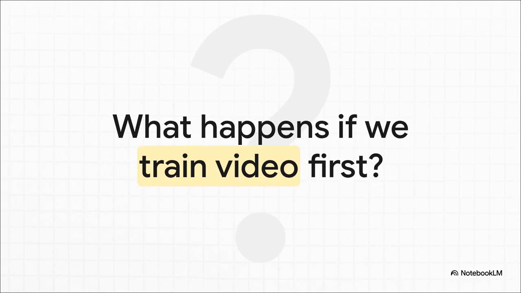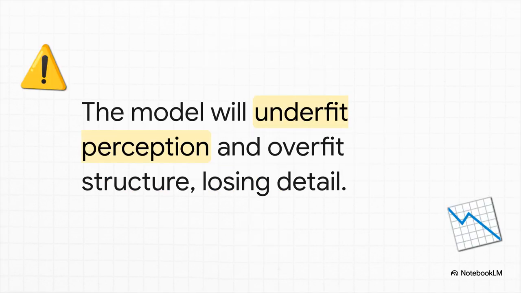To make this unified model actually work, the AI has to go to school following a strictly controlled curriculum. Otherwise, it gets completely lost, which naturally makes you wonder, what if we mess up the order? Like, what if we just throw it into the deep end and train it on the absolute hardest task, video, first? Well, it's a total disaster.